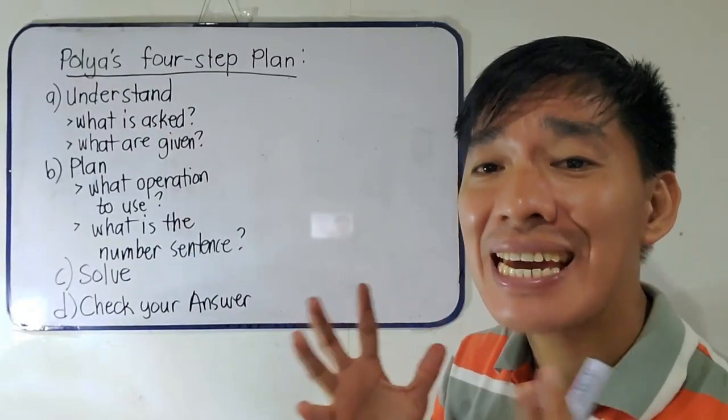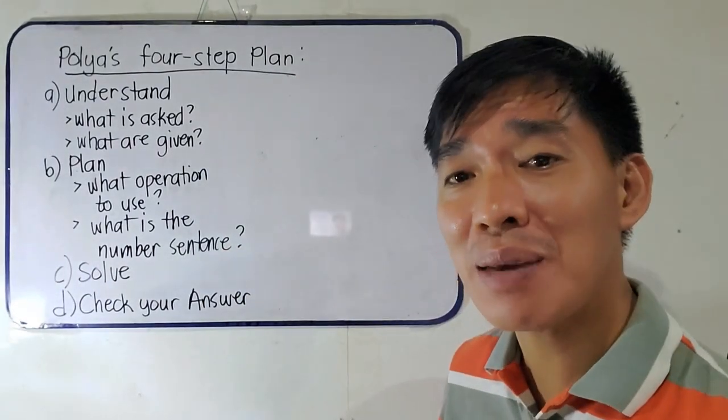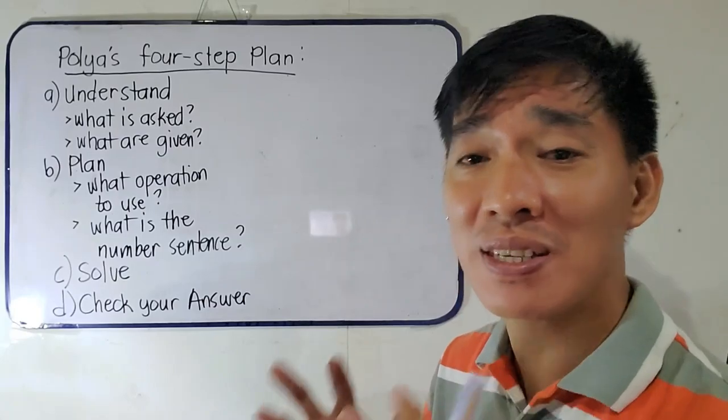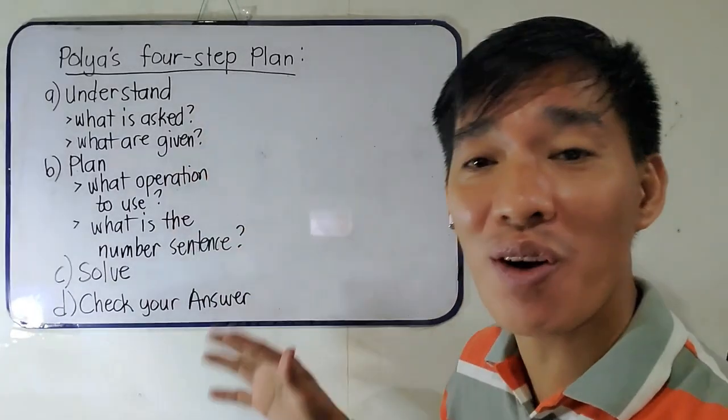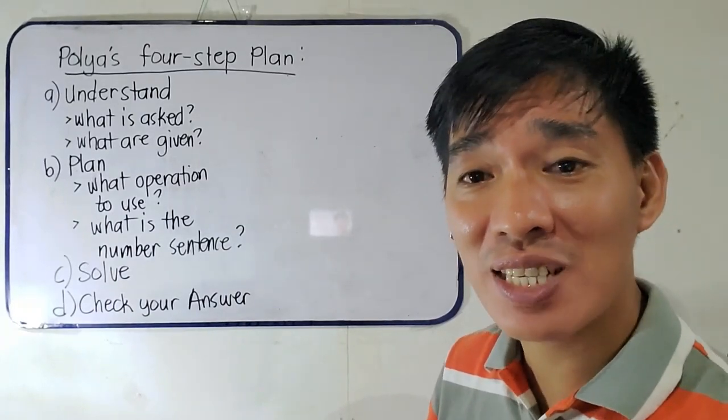My pupils tend to forget the 4-step plan of Polya, so sometimes I introduce to them some styles in memorizing or remembering the steps by acrostics or acronym.